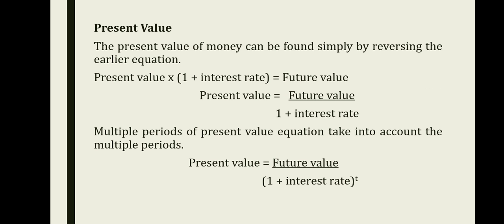Next concept is present value. The present value of money can be found simply by reversing the earlier equation. Present value into 1 plus interest rate is equal to future value. Present value is equal to future value divided by 1 plus interest rate. Multiple periods of present value equation take into account the multiple periods. Present value is equal to future value divided by 1 plus interest rate to the power t.